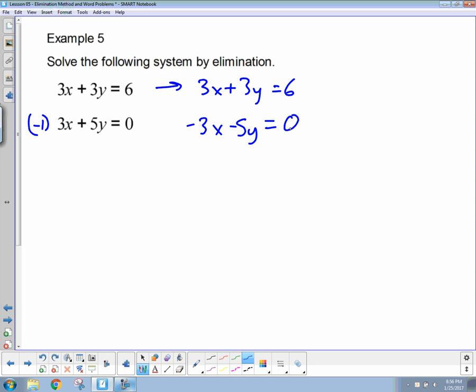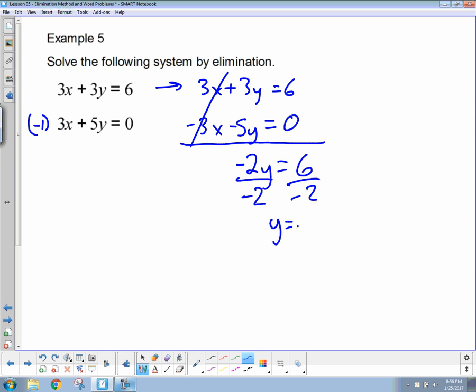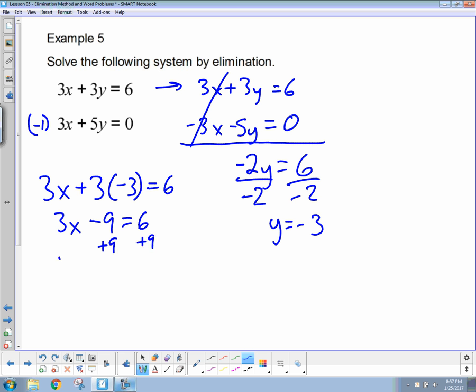All right, so the x's cancel. 3 minus 5 is going to be negative 2y. 6. Divide by negative 2. Y equals negative 3. Plug that back in. I'm just going to pick the top one. Remember, put parentheses when you make your substitutions. So a negative 3 times a positive 3 is going to be negative 9. 6. Add 9 to both sides. I think we're getting better at solving now. That's going to be, what's that going to be? 15? Yeah, that's 15. Divide that by 3, and we get 5. So 5, negative 3, boom.